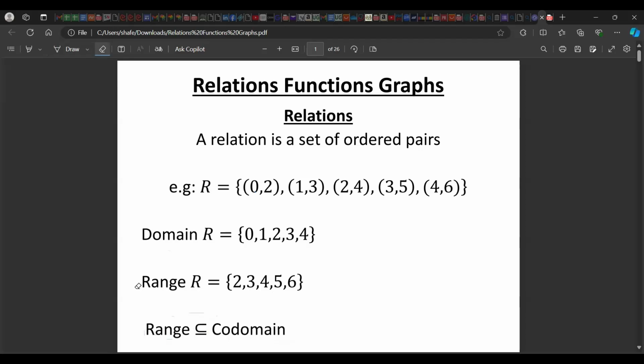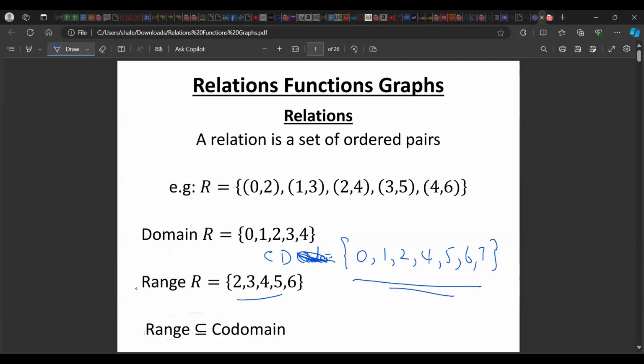So for this relation, the codomain could very well be this. Let me put codomain, I'll just put C, is equal to, you can very well have 0, 1, 2, 3, 4, 5, 6, 7. Your codomain can be a little bigger than your range. It can also be the same as the range, right?